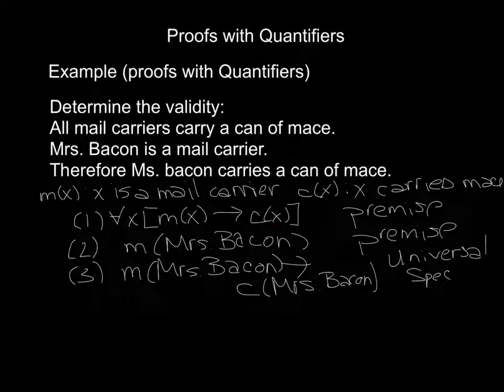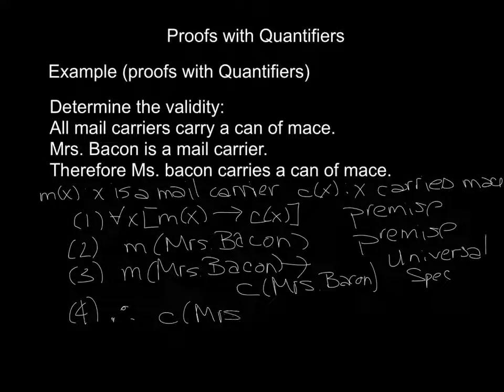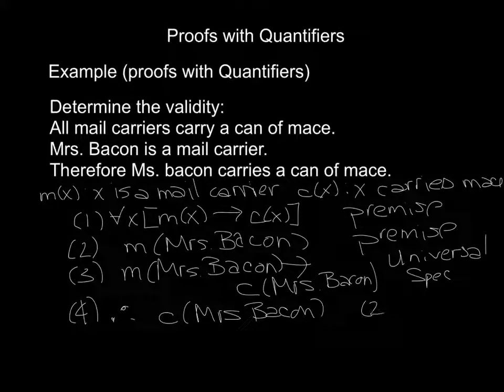But now we have propositions. Number 2, number 3 are propositions, and they fit right in to our rules of inference. So we can complete this proof and say, therefore, C of Mrs. Bacon, using steps 2 and 3 and modus ponens.